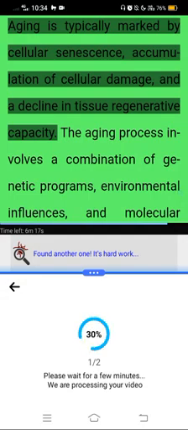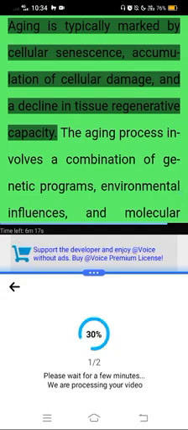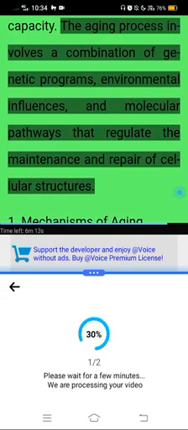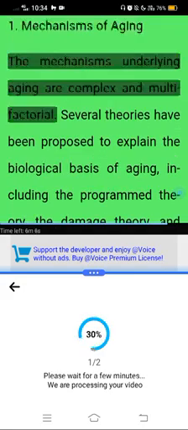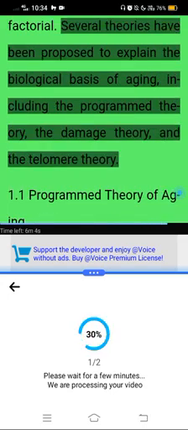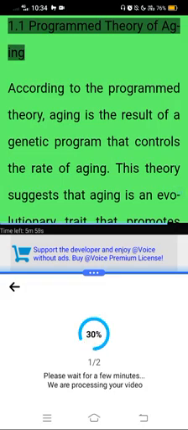Aging is typically marked by cellular senescence, accumulation of cellular damage, and a decline in tissue regenerative capacity. The aging process involves a combination of genetic programs, environmental influences, and molecular pathways that regulate the maintenance and repair of cellular structures. 1. Mechanisms of aging. The mechanisms underlying aging are complex and multifactorial. Several theories have been proposed to explain the biological basis of aging, including the program theory, the damage theory, and the telomere theory. 1.1 Program theory of aging.